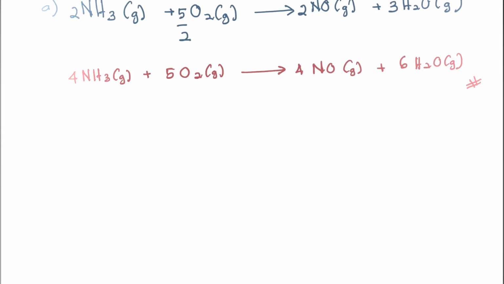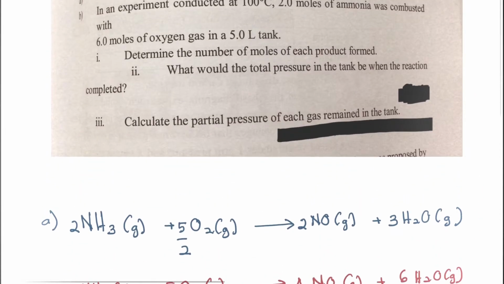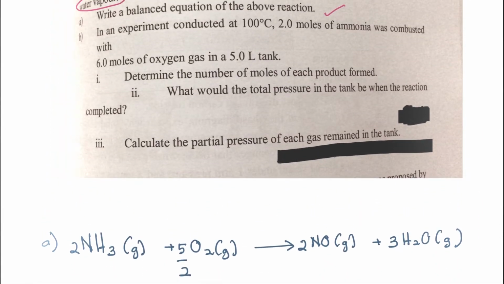Let's look at B. Okay. In an experiment conducted at 100 degrees Celsius, so the temperature is given, 2 mole of ammonia was combusted with 6 mole of oxygen in a 5-liter container. Determine the number of mole of each product.